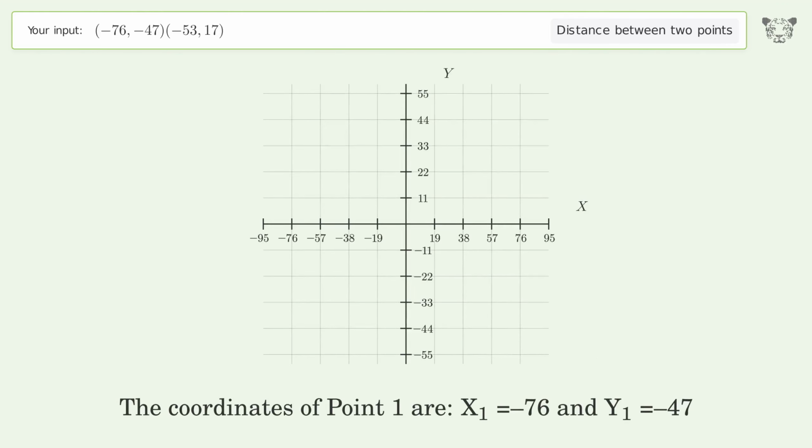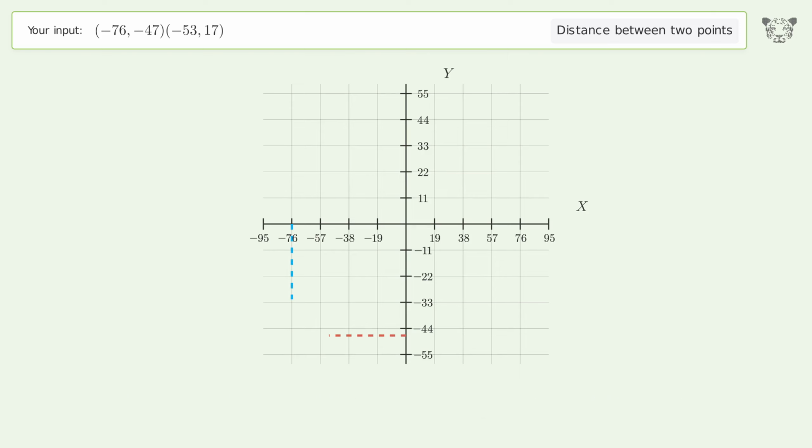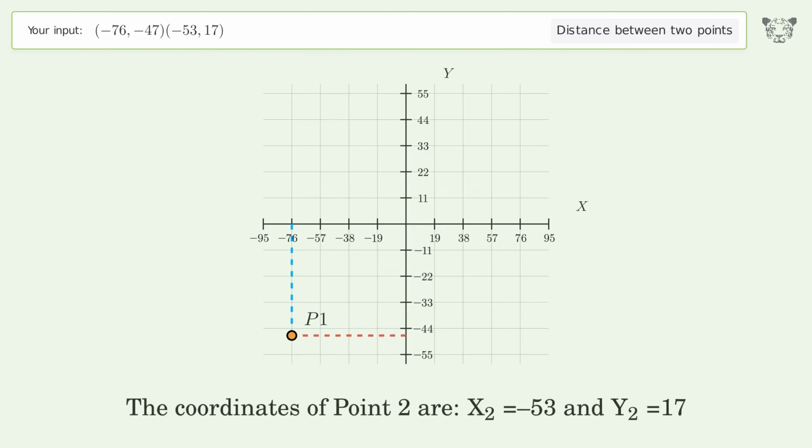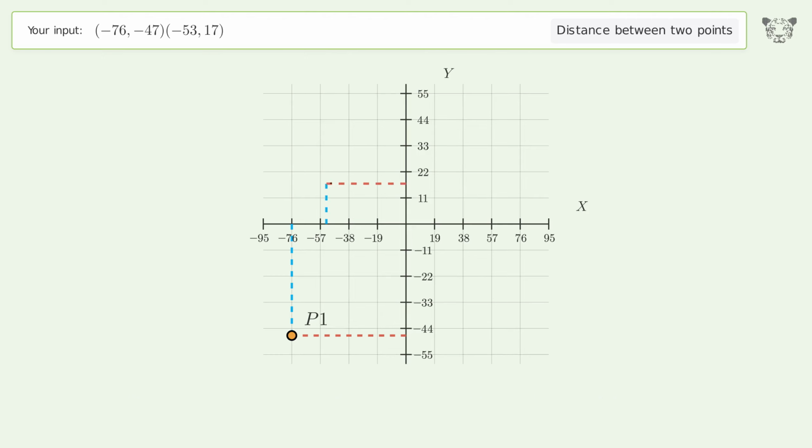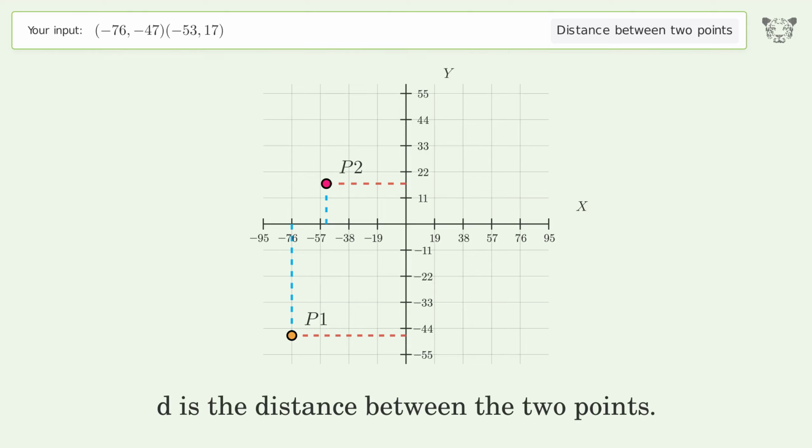The coordinates of point 1 are, x1 equals -76 and y1 equals -47. The coordinates of point 2 are, x2 equals -53 and y2 equals 17. D is the distance between the 2 points.